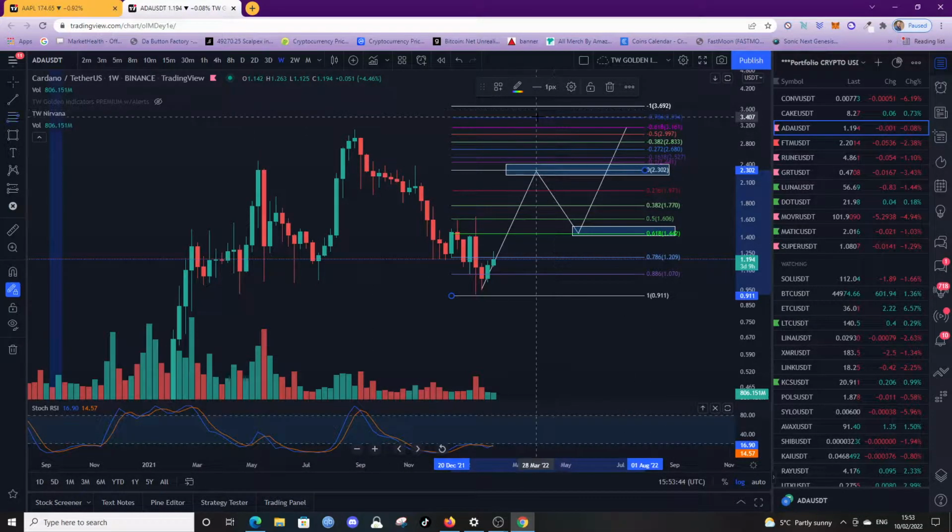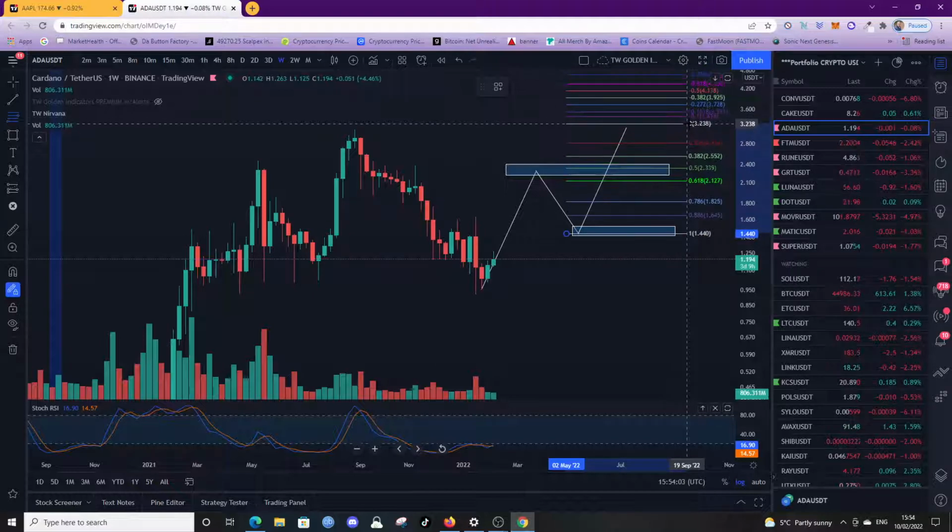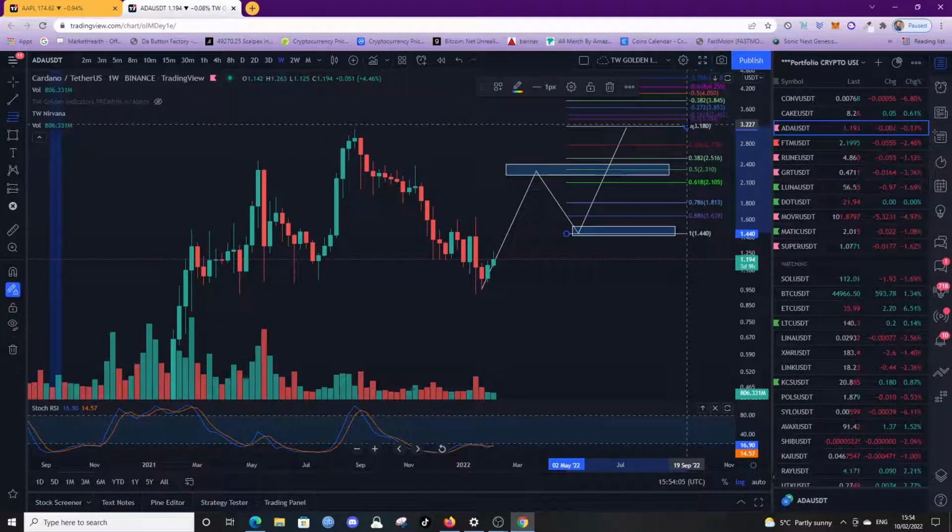You could also, I'll remove this. Take from this level, let's say this is the high. And then you look here, we're around the 50, 618 area. See how the fibs continuously line up as we go on.